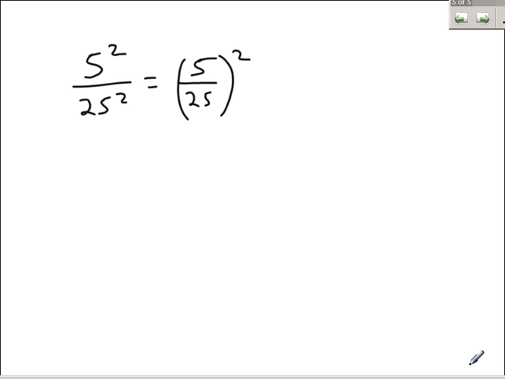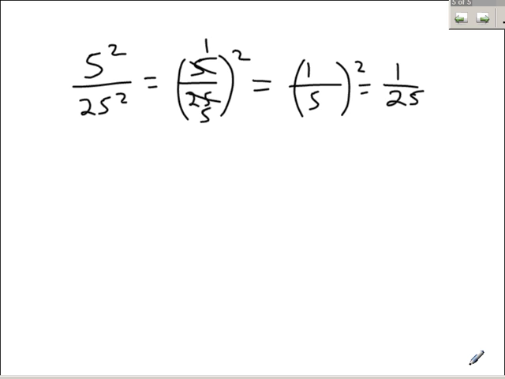If you were asked to simplify 5 squared over 25 squared, well, this is the same as 5 over 25, all squared. And 5 over 25, well, 5 goes into 5 one time and into 25 5 times. It's 1 over 5, squared. 1 squared over 5 squared.